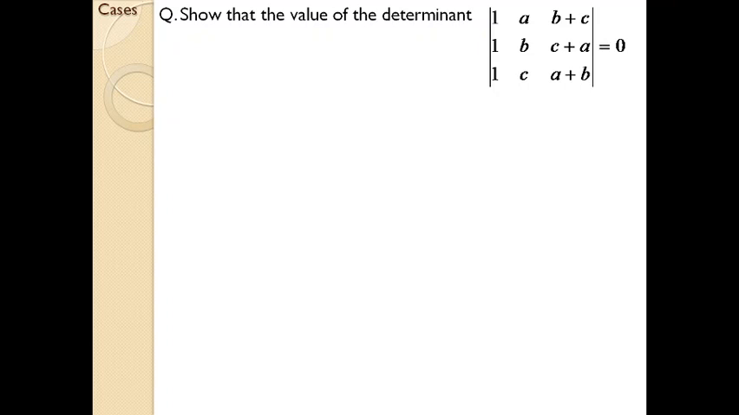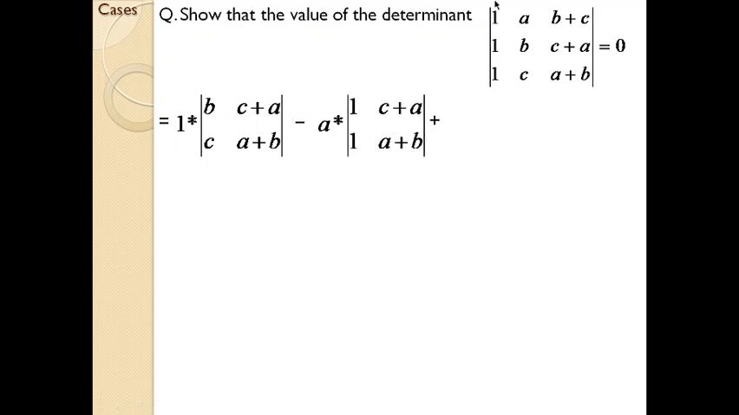First of all, the same situation as we have discussed. You have to go with the elements of the first row. So here the first one is 1. When you select 1, the remaining items in that row and column are neglected and the remaining values are B, C, C plus A and A plus B. So 1 into the determinant of these. Next one, minus. The next item is A.